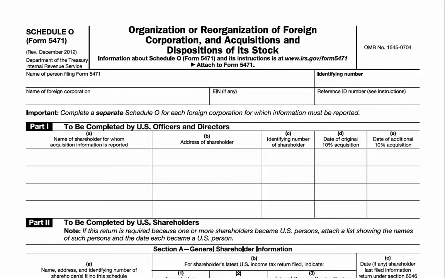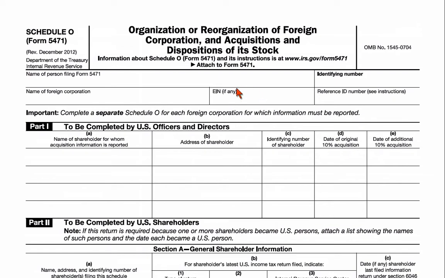Schedule O of Form 5471 needs to be filed only by Category 2 and Category 3 filers. Category 2 filers fill out Part 1, and Category 3 filers complete Part 2. At the top of Schedule O, you put the name of the U.S. person filing the form and their U.S. identifying number. Then you list the name of the foreign corporation.